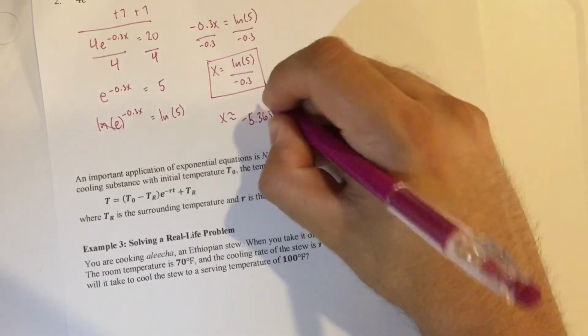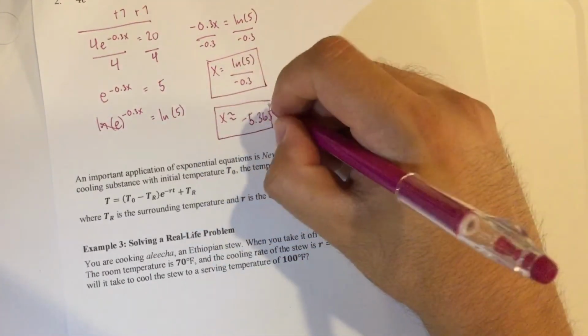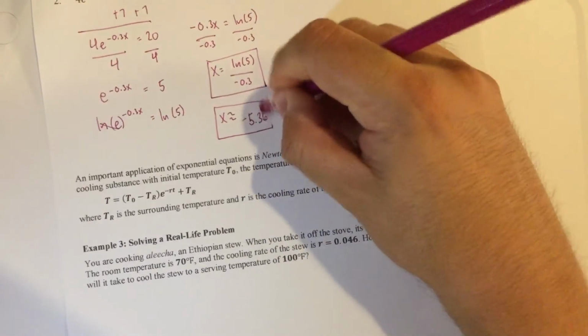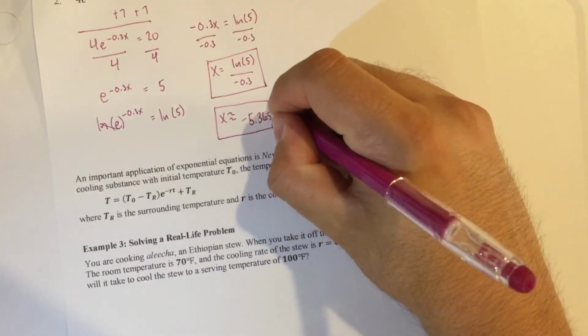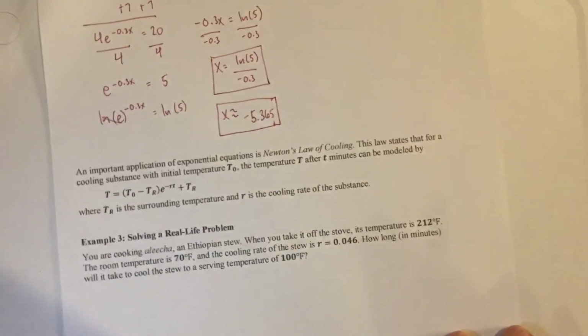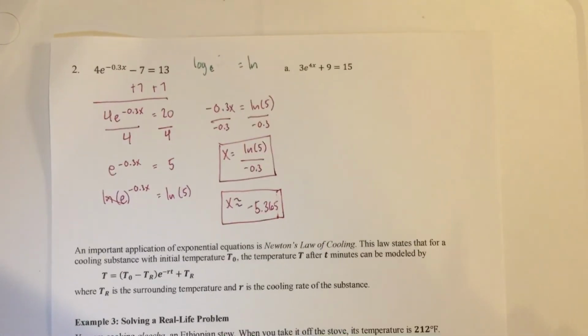Negative 5.365. So once again, let's fix that. Exact versus approximation. There you go. All right, let's take a look at the next example now.